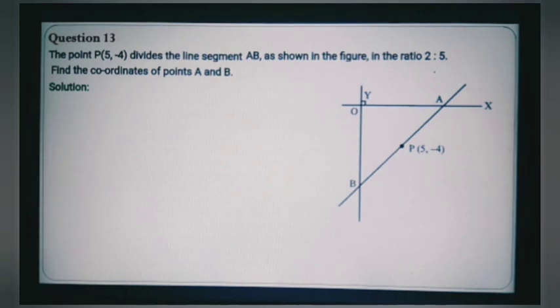Okay, let's go to the last question for the day. Question 13: the point P, that is 5 comma minus 4, divides the line segment AB as shown in the figure in the ratio 2:5. So this is my line segment AB which is divided by P in the ratio 2:5. We cannot say this is 2 and this is 5, because if we read this way, this is BA, but it is dividing line segment AB. So that's why 2:5 means this will be 2 and this will be 5.